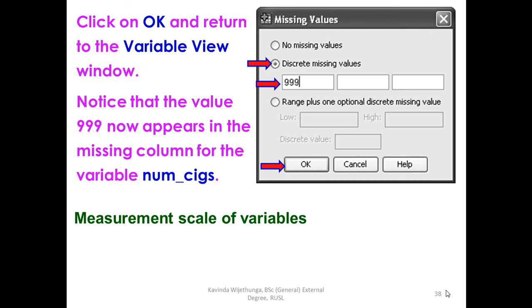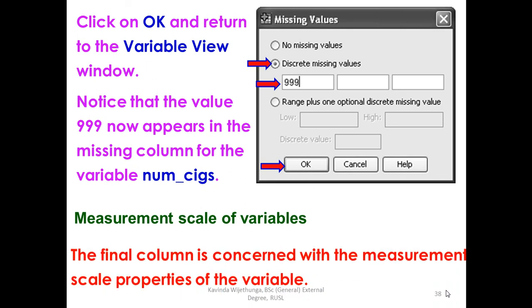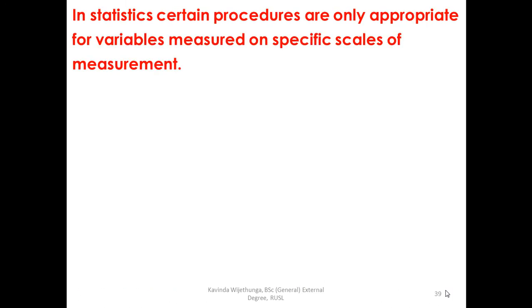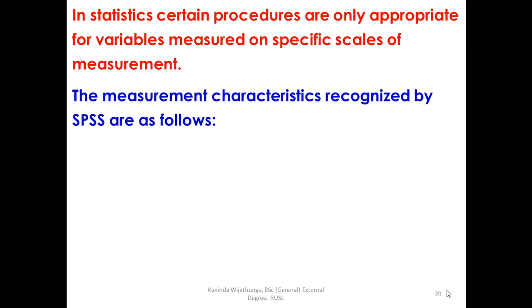Measurement scale of variables. The final column is concerned with the measurement scale of the variable. In statistics, certain procedures are only appropriate for variables measured on specific scales of measurement. The measurement characteristics recognized by SPSS are as follows. So you know that there are some scales, right?